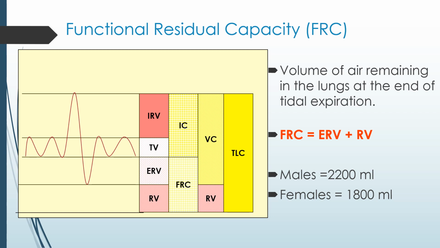Moving on to functional residual capacity. It is the volume of air remaining in the lungs at the end of the tidal expiration. FRC is equal to expiratory reserve volume plus residual volume. In males it is 2200 and in females it is 1800 milliliters.